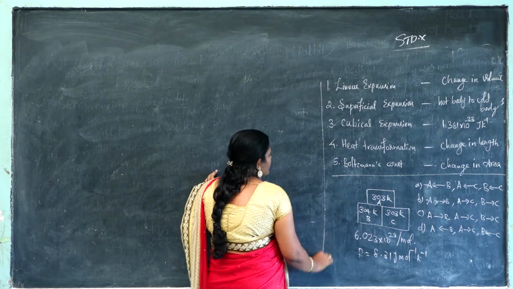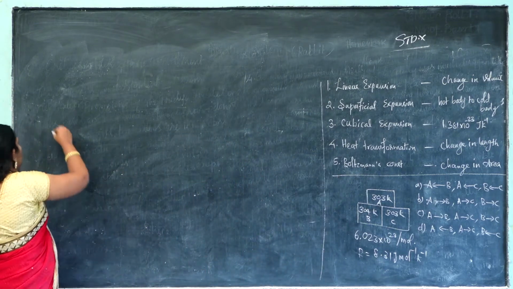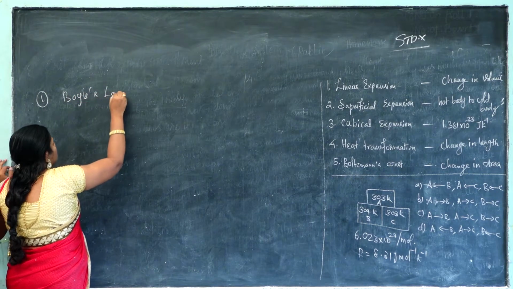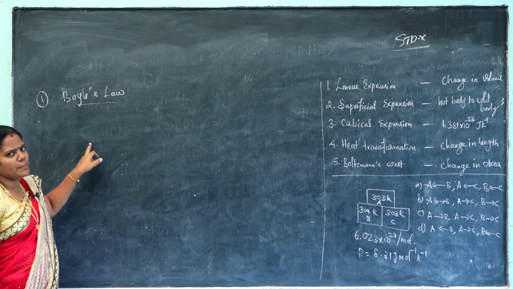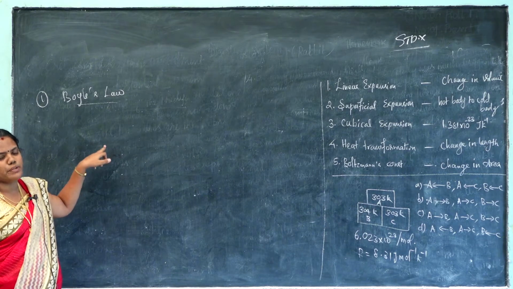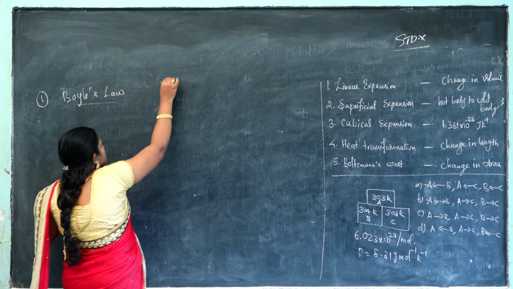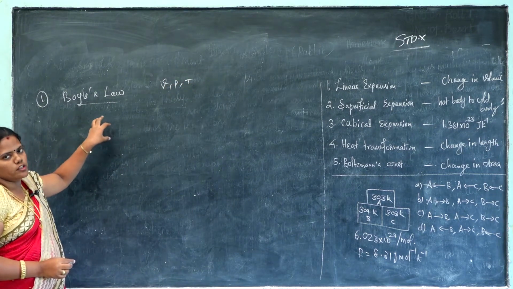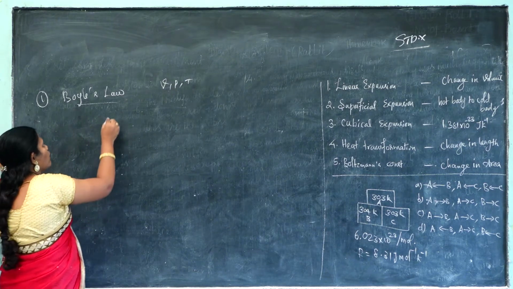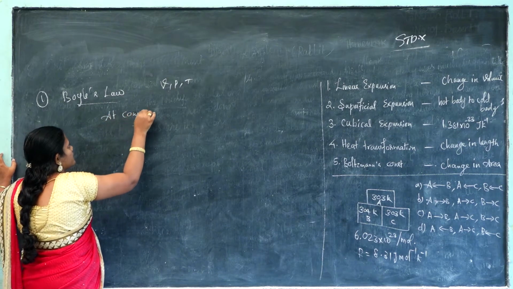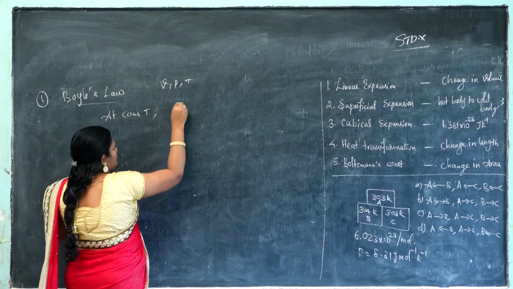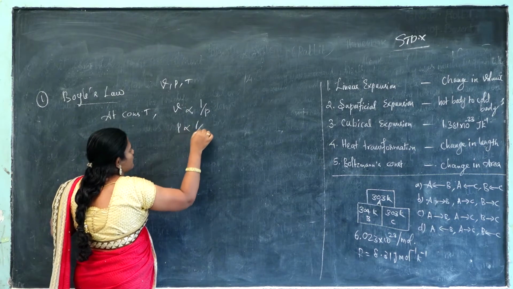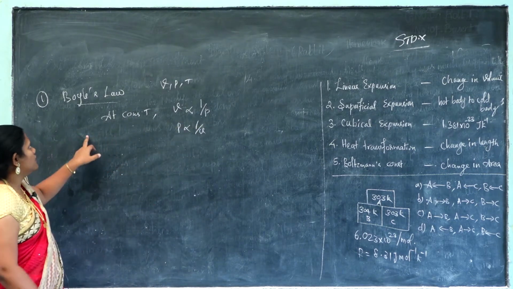three fundamental laws of gases. First one, Boyle's law. The three laws are completely based on volume, temperature, and pressure. According to Boyle's law, at a constant temperature, volume is inversely proportional to the pressure. Otherwise, the pressure is inversely proportional to the volume. Okay, this is the Boyle law.